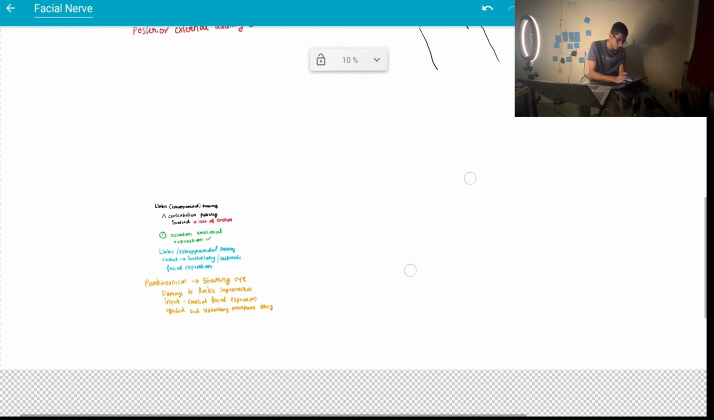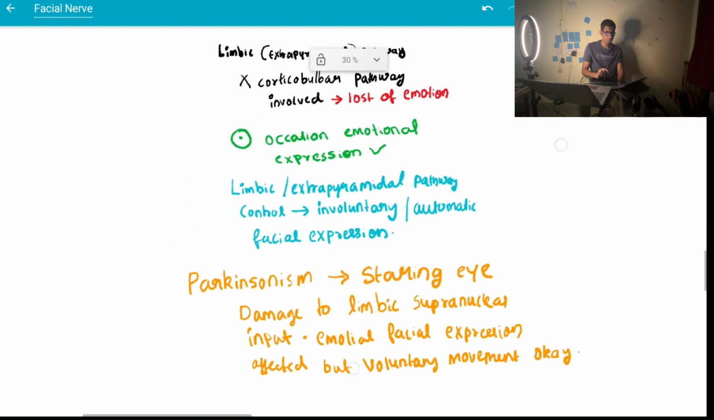Now I want you to understand certain things related to this. Usually that is anatomy. You have the anatomy, you have the picture of how the facial nerve is coming. Now you need to understand this.